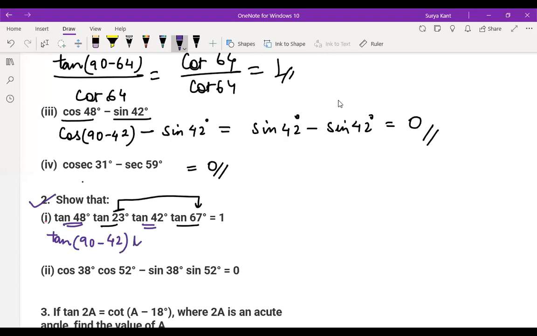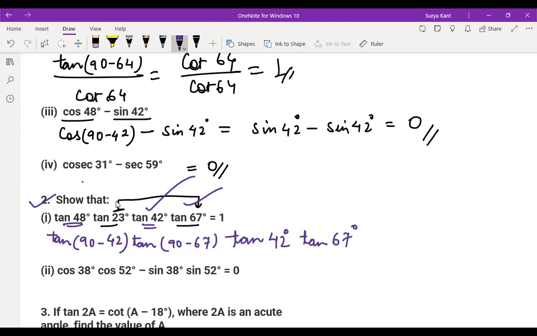Again, I can write here tan 90 minus 67. And tan 42, I'll write as it is. Tan 42, this one and this one, I'm writing as it is. That is tan 42 degree and tan 67 degree.